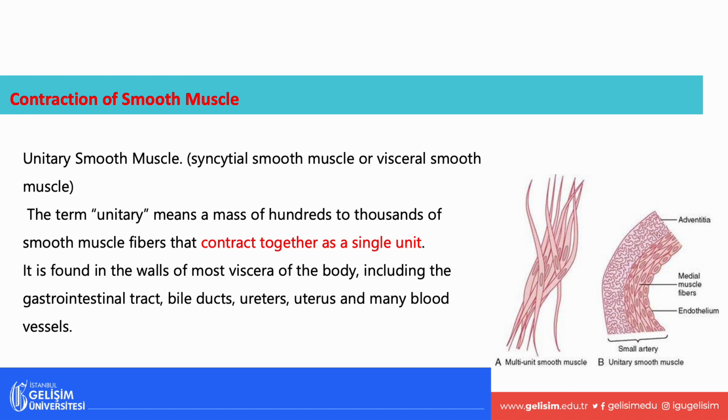Okay, unitary smooth muscles are also known as syncytial smooth muscles or visceral smooth muscles. This is a type of smooth muscle that forms a mass of hundreds to thousands of smooth muscle fibers that contract together as a single unit. Now, in smooth muscle, you will not find troponin. The troponin complex ends up being replaced by calmodulin. Calmodulin is the protein that's replacing the troponin complex.